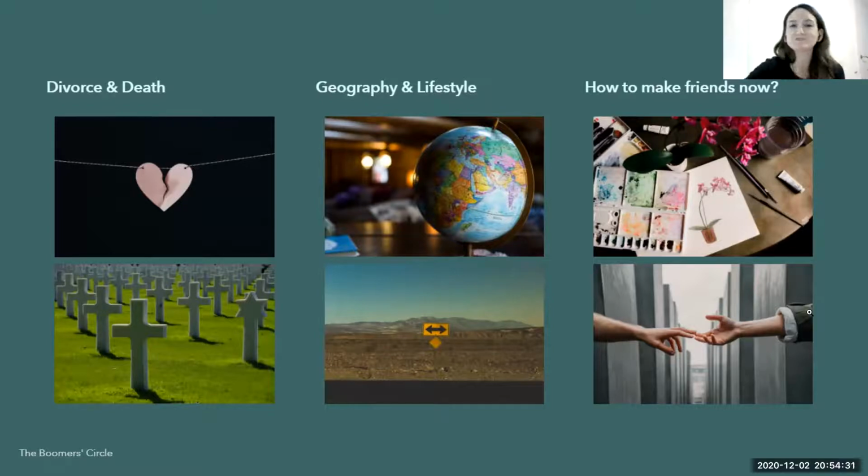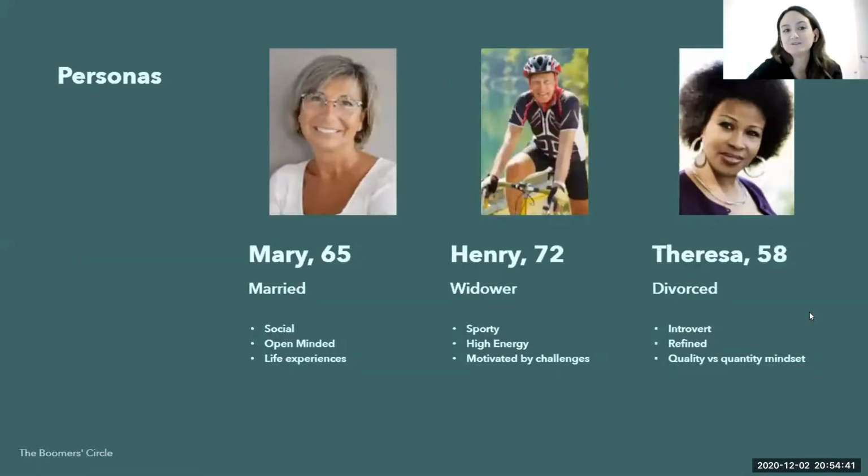So what is the challenge that we're dealing with here? At their age, how can they meet new people around the same age with similar interests on a more personal level? But first, let's meet our personas. I'll start with Mary. She is 65, she's married, very social, open-minded, all about life experiences. As life went by, her circle of friends was reduced, and she would love to maybe meet another couple that can join her and her husband for dinners and trips abroad, and trips in general, sorry.